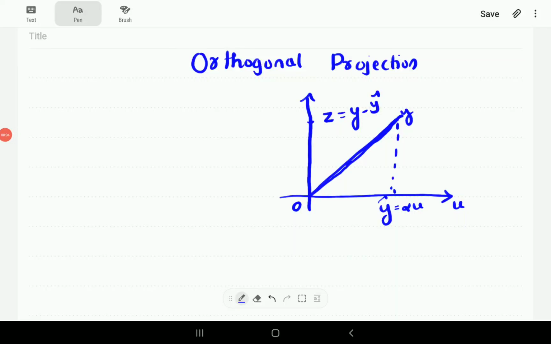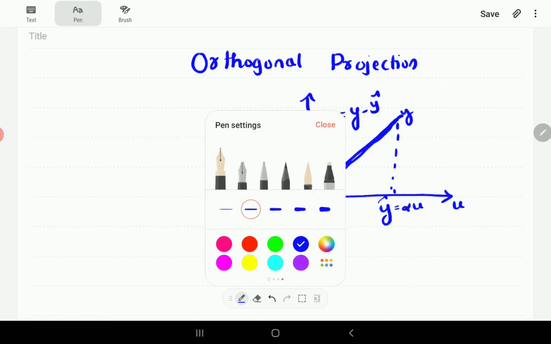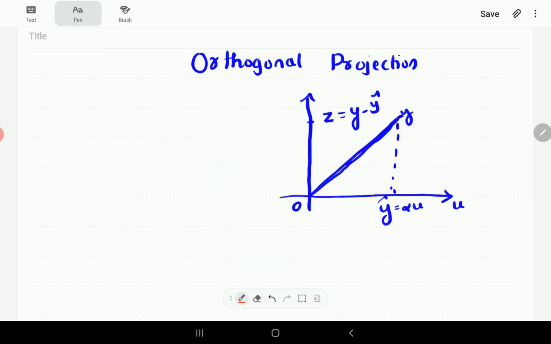Today we are going to discuss the orthogonal projection of vectors. So let us consider the figure. If you see this here, what does projection usually mean? If we have two vectors, in short we want to understand: suppose I have a vector here, say this is my vector y, and I have another vector, say the vector u.